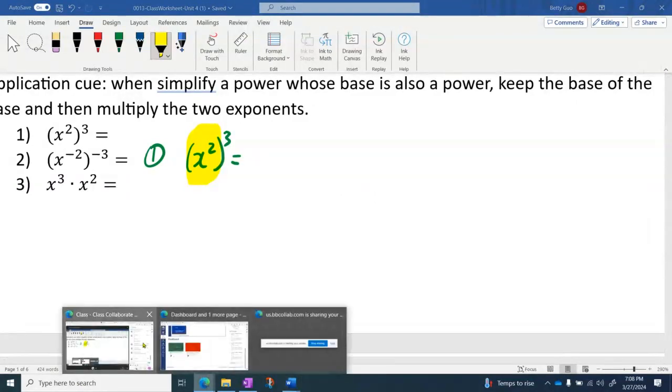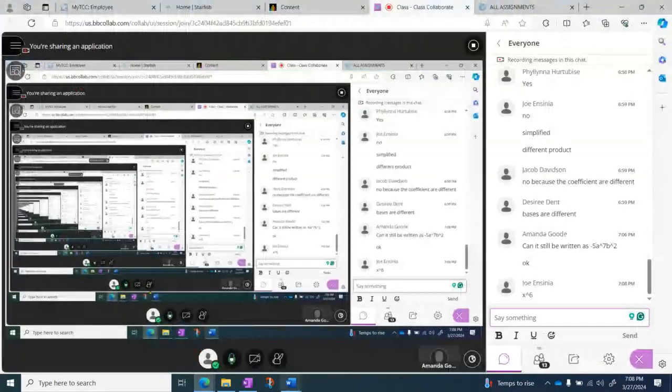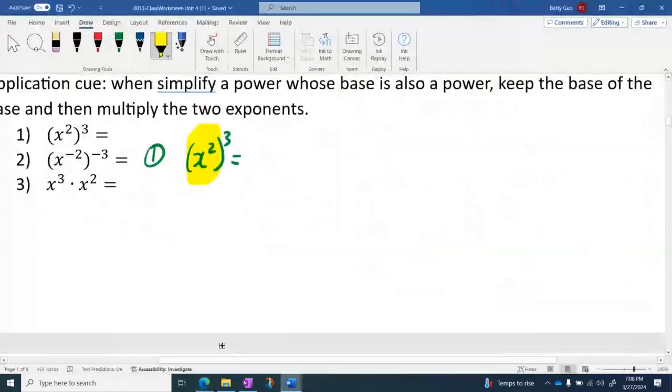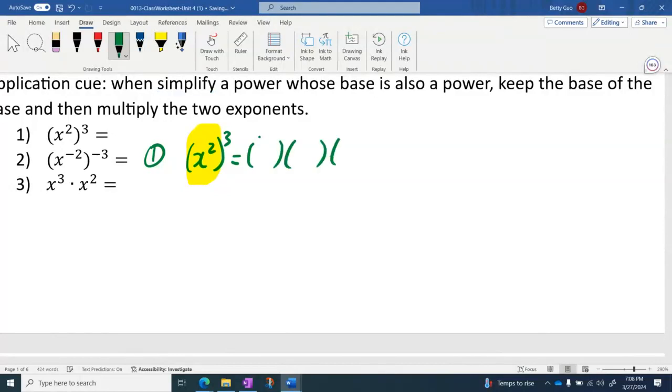The yellow part is the base. This is one exponential expression with the yellow, or the parentheses, as the base. Since the exponent is 3, we use the base 3 times in the multiplication, right? Repeat the multiplication. So yellow, yellow, yellow: x squared, x squared, x squared.